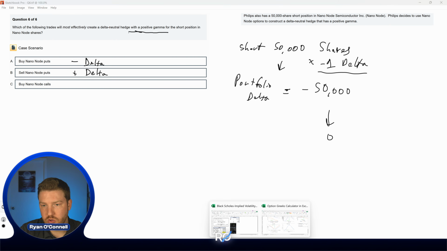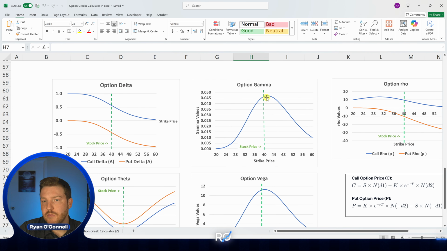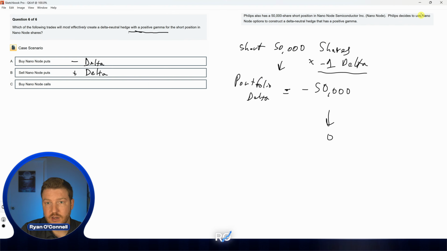Now let me go back to this calculator over here. We can see that both calls and puts, because I'm not separating the lines out, both of them have positive gamma. So if they both have positive gamma, what does that mean if we go long them? That means if we long a call or long a put, that would give us positive gamma. Whereas if we short a put or short a call, that would give us negative gamma. So if we sell the put, that would give us negative gamma. So that's not going to be sufficient if we want to end up with positive gamma.